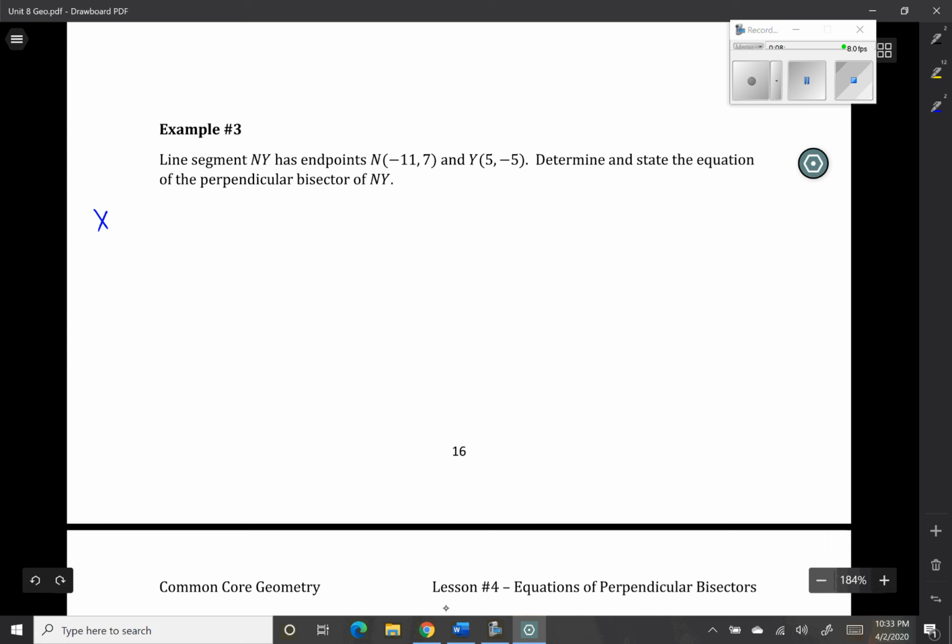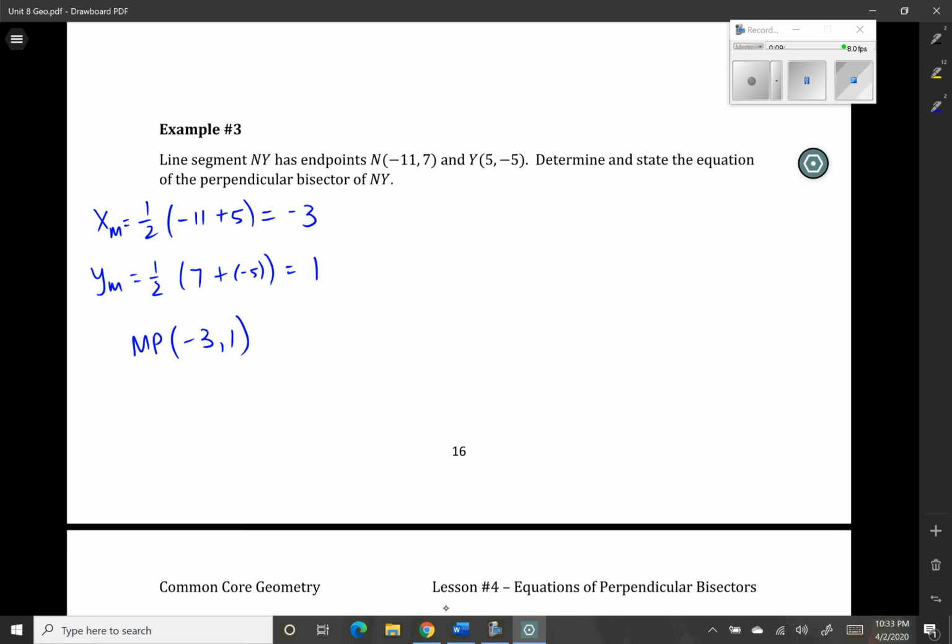So the x value of the midpoint is going to be half of the sum of the x values, so -11 plus 5. So the x value of the midpoint is going to be -3 if you type that in your calculator. The y value of the midpoint is going to be half of the sum of the y values, which is going to give you +1. So the midpoint is (-3, 1). So we want to draw a line or create an equation of a line that passes through that point. But I want to make sure that I have a slope that's perpendicular to the slope of this original segment.